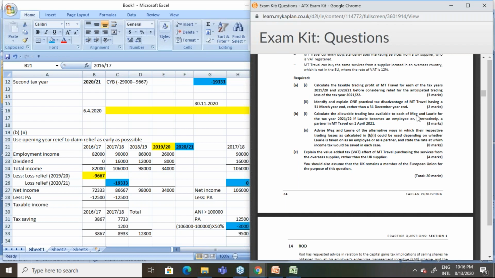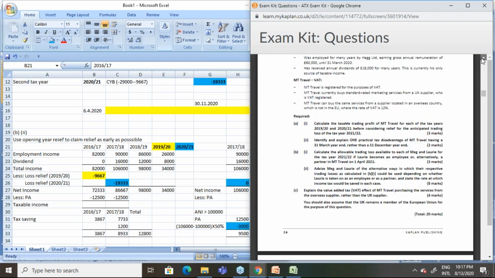Calculate the allowable trading loss available to each of Meg and Laurie for the tax year 21-22 if Laurie becomes an employee or alternatively a partner in MT Travel. Advise Meg and Laurie of the alternative ways in which their respective trading losses, as calculated in B Roman 1, could be used depending on whether Laurie is taken on as an employee or as a partner, and state the rate at which income tax would be saved in each case. So here, altogether 16 marks are allocated, but the last part is from value-added tax, with 4 marks allocated.